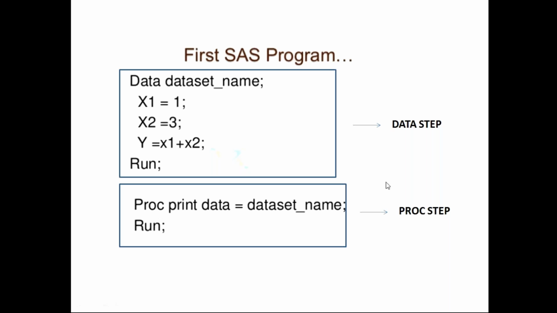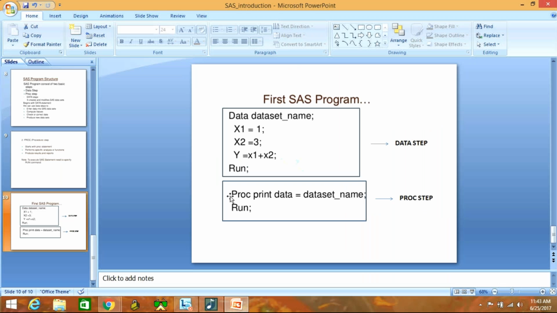This is a simple data set or table we're creating in SAS. The syntax is data and your table name, so the data set name, and using X1 and X2 variables, we are creating a simple table here. We are assigning 1 to the X1 column and 3 to the X2 column. And you can see y equals x1 plus x2, so we're creating one more column here, which is y. So in this data set, you have 3 columns: x1, x2, and y.